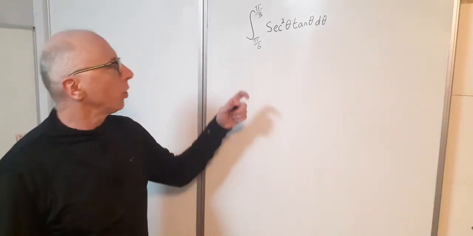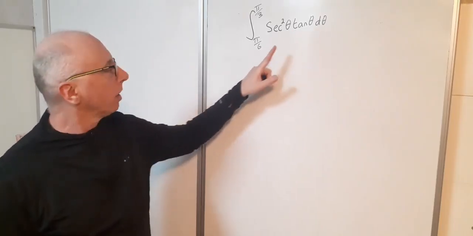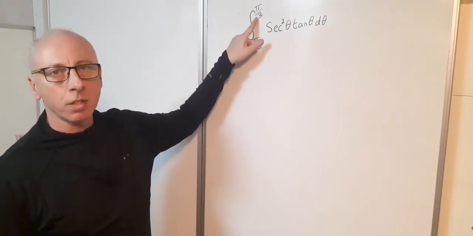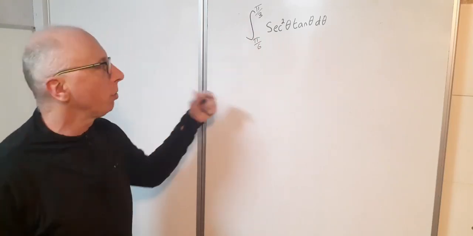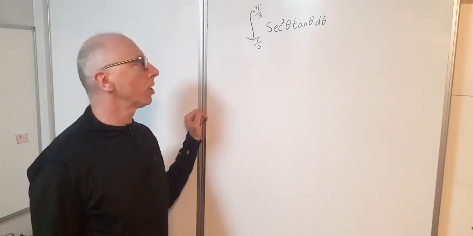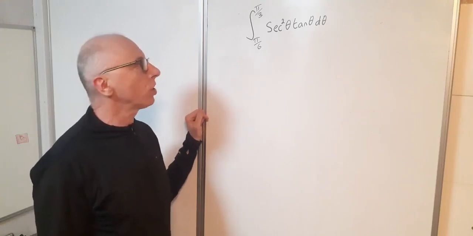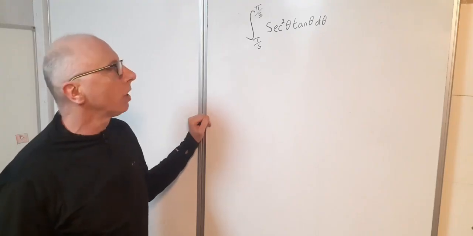So in this video we're going to do the integral of secant squared theta tangent theta with respect to theta, from pi over 6 to pi over 3. Now how are we going to do this integral? On first inspection it looks nailed on for u substitution. The question is, which are we going to pick? Now I'm going to put it to you that we can do either one as our u substitution.